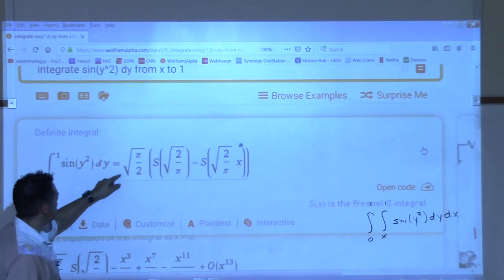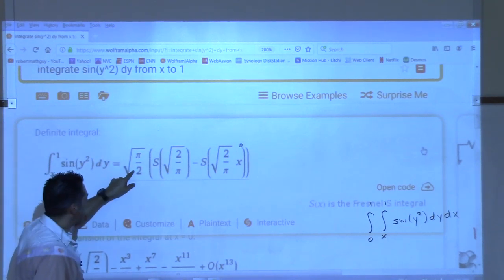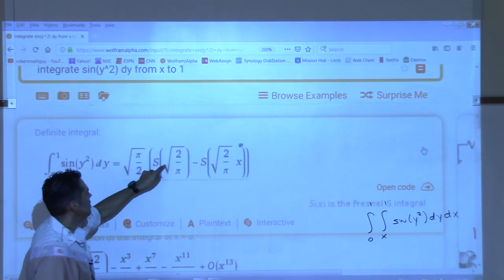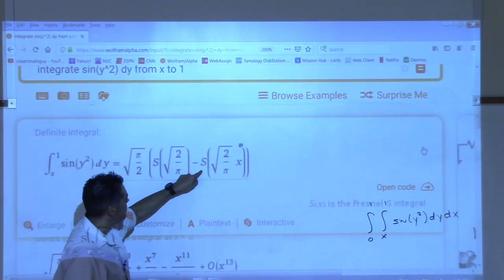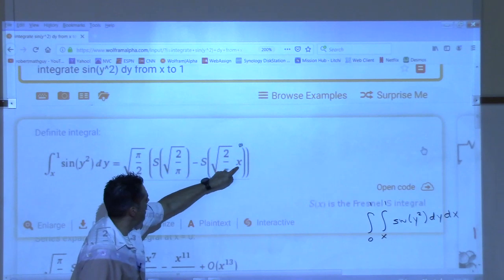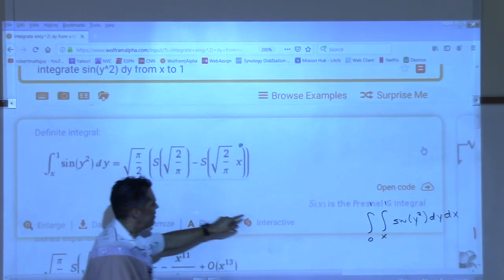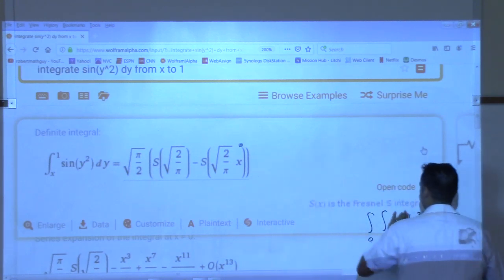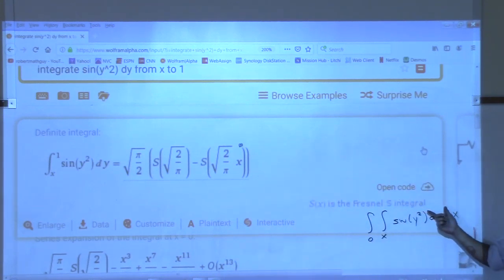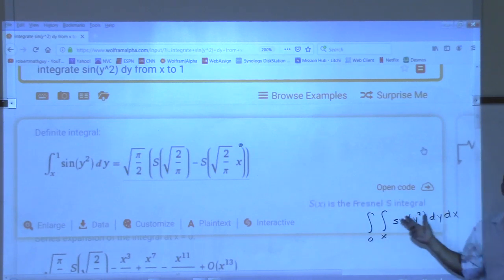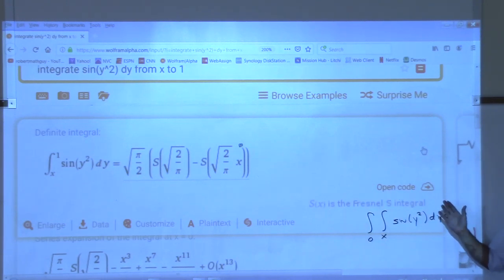It's square root of pi over 2 times S of the square root of 2 over pi minus S of the square root of 2 over pi x. What is capital S? Oh, it's the Fresnel S integral. Well, what's the Fresnel S integral? Good question, right? So anytime you go to Mathematica or Wolfram Alpha and you start seeing stuff like this, that means you are now pushing the limits of what it can do, all right?